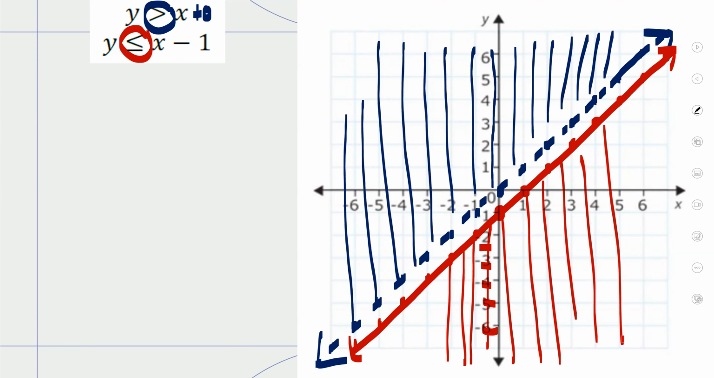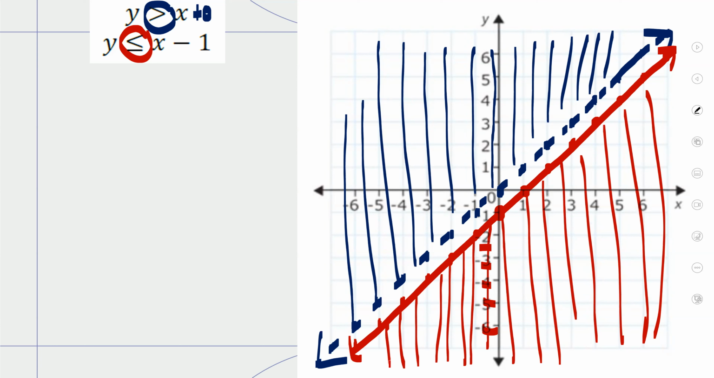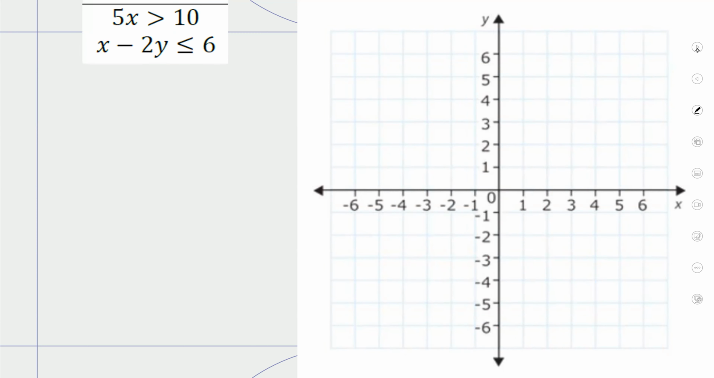So do you guys notice? None of these parts of the graph are double shaded. There's no overlap, so that means there are no solutions. There is not a point that is in both the red and the blue, so there is no solution. Let's do the next example.